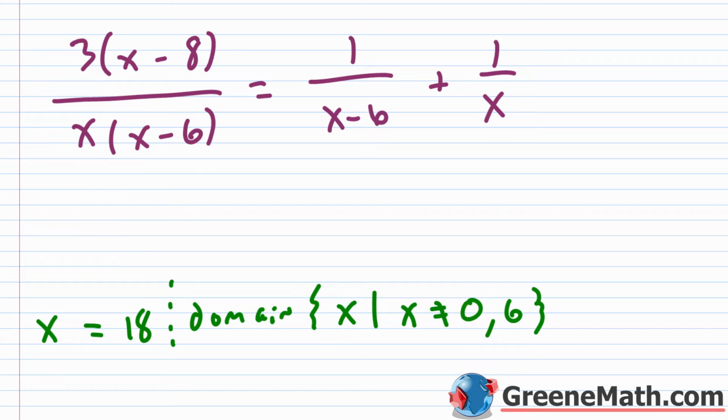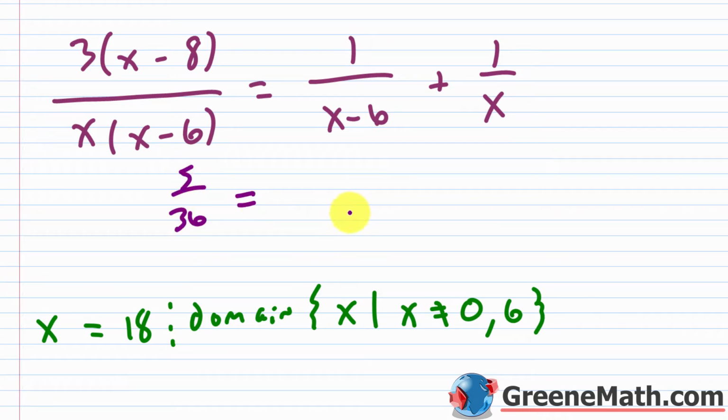But for completeness, I'm just going to plug it in and check, show you the left and the right sides are equal. So I'm going to say that 3 times a quantity, you would have 18 minus 8, which is 10. And 3 times 10 is 30. Let's just put that in there now. So let's just say this is 30. And this is over, you would have 18 times your quantity 18 minus 6, which is going to be 12. So before I multiply here, let's just cancel. 30 divided by 6 is 5. And then 18 divided by 6 is 3. So basically, this is 5 over 36. So let's write this as 5 over 36.